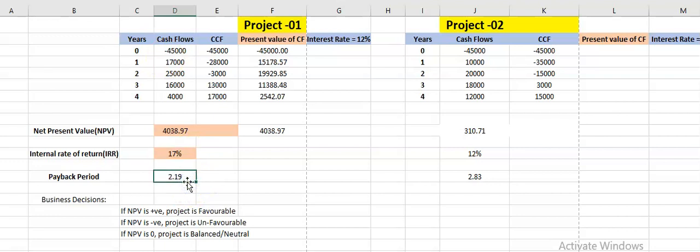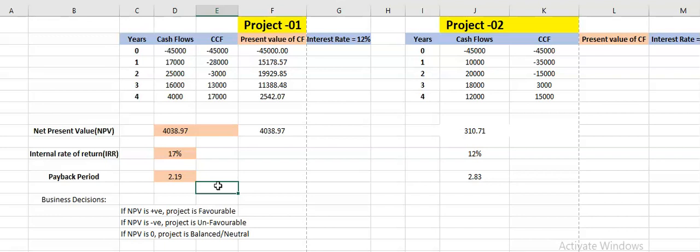Now the payback period of project 1 is lesser than the payback period of project 2, because project 2's payback period is 2.83 and project 1's payback period is 2.19. It means project 1 returns all the investment in less time. In payback period, less time is more worthy than more time. So on the basis of all three calculations, we can conclude that project 1 is more worthy than project 2.